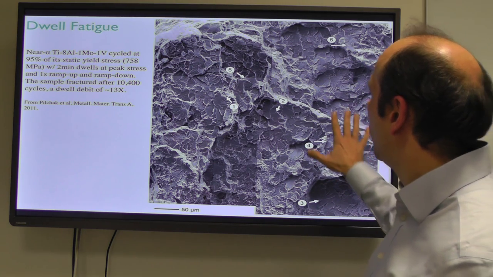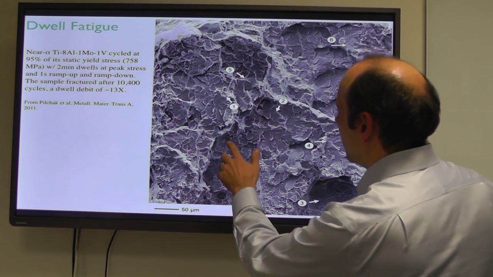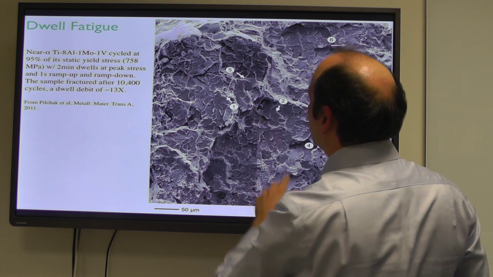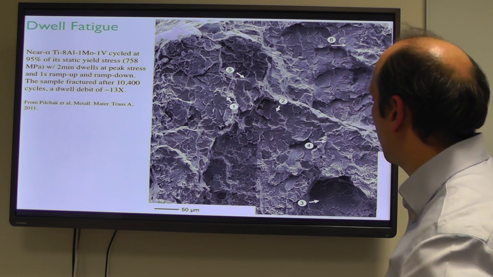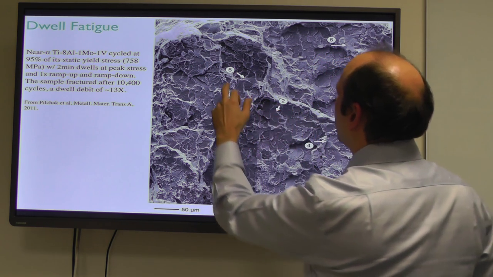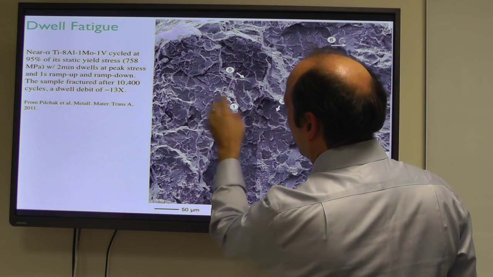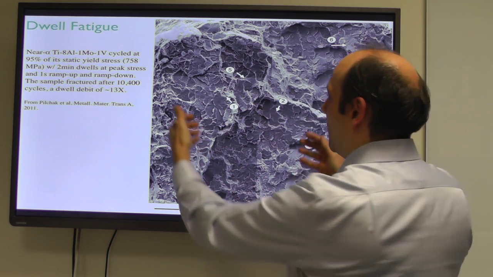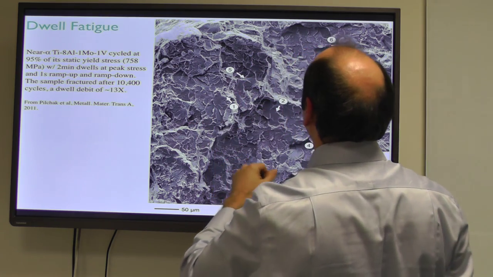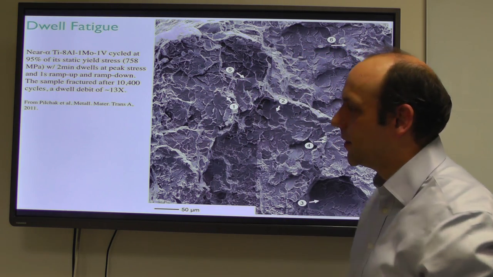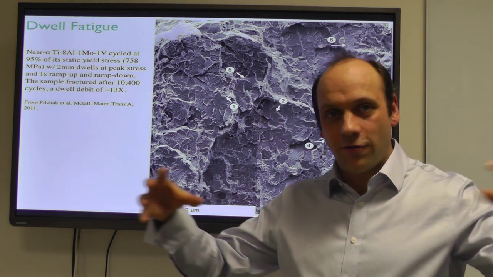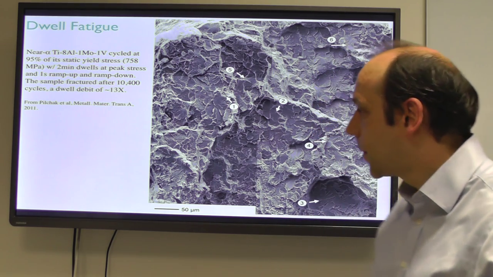And then we see lots of facets on the fracture surface. It's a very faceted fracture surface, and we see multiple initiation sites by tracking the river lines. You have to go and look carefully in the SEM, but tracking the river lines back, there's multiple initiation sites. One of which won and grew and overcame the others.